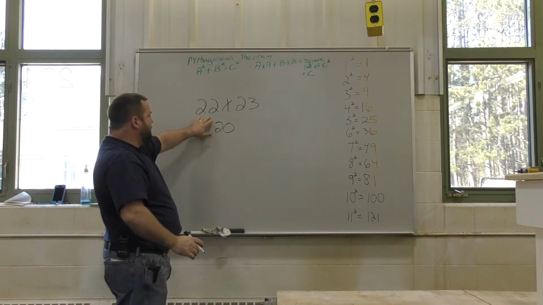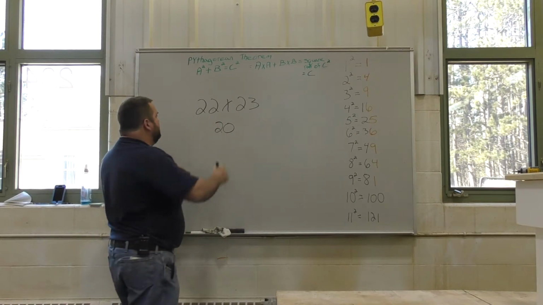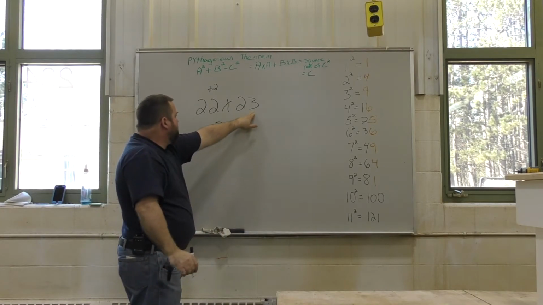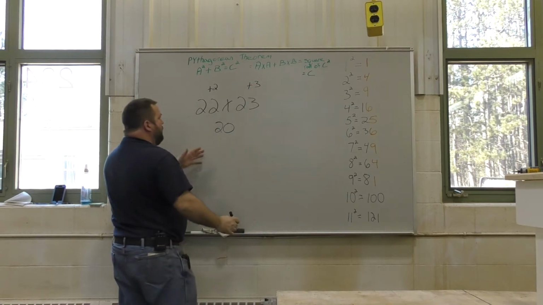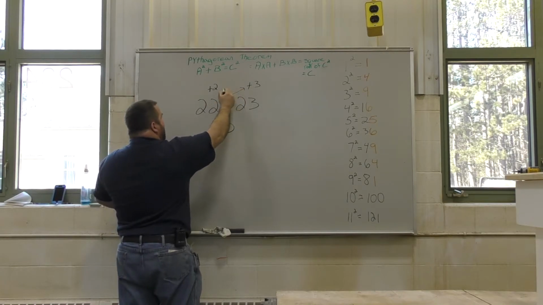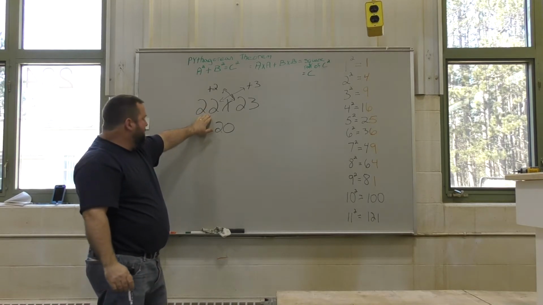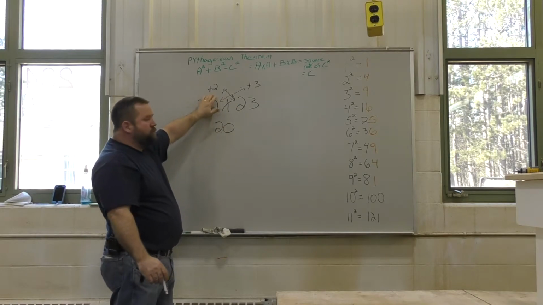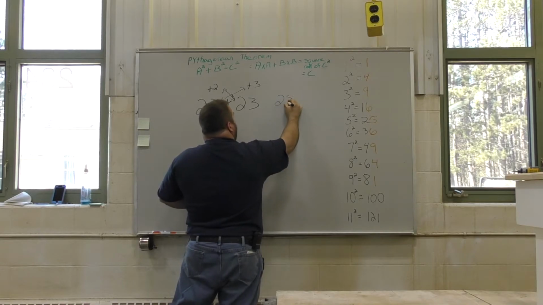Okay? So we know 22 is 2 more than 20. So we're going to put a plus 2 here. And 23, it's 3 more than 20. We're going to put a plus 3 here. We're doing the exact same thing again. We're adding diagonally, whichever way you want to go. You're going to come up with the same answer. 22 plus 3 is 25. 23 plus 2 is 25. So you're going to have an answer of 25.